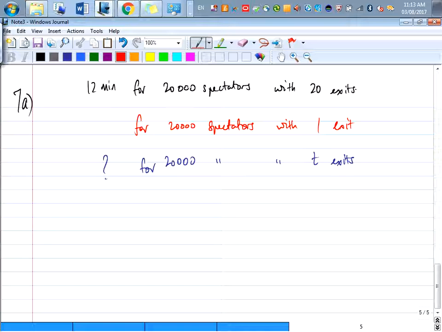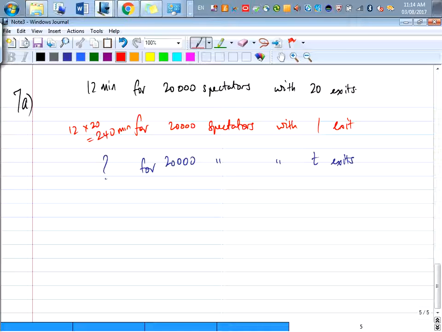In this case, I'm keeping the spectators constant. I'm just seeing how the time varies with the number of exits. Okay? Now, with 20 exits, you take 12 minutes. With the same number of people, I shrink it down to one exit. Do you think the time will be more or less? More lah. So are we doing a multiply or divide? Multiply lah, okay? So what is the time taken for one exit? So this will be 12 times 20, goes to 240 minutes. Okay?